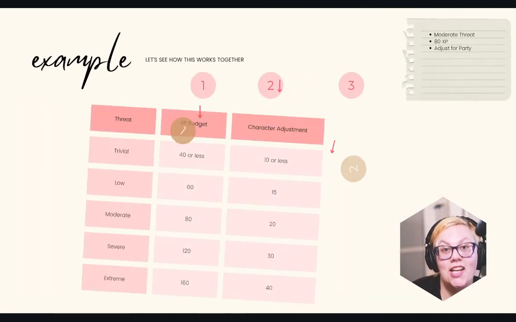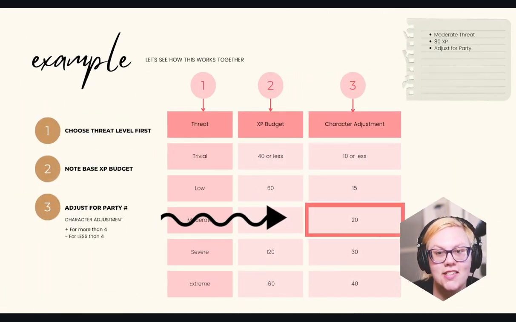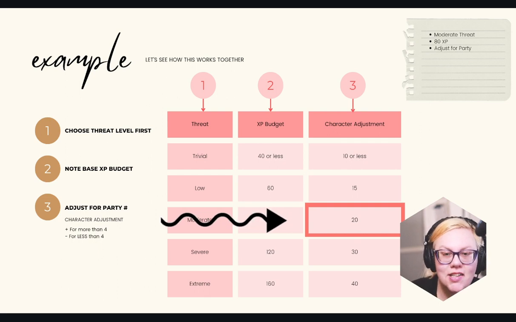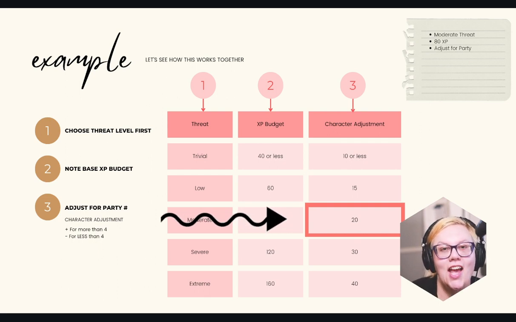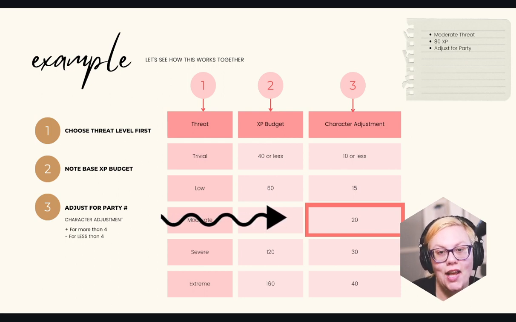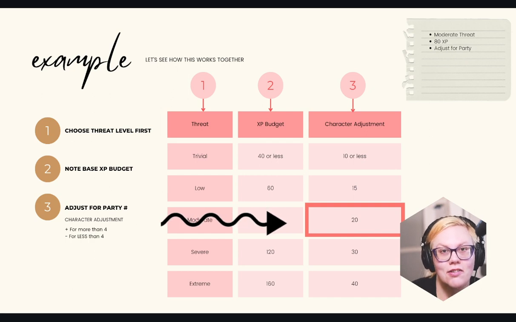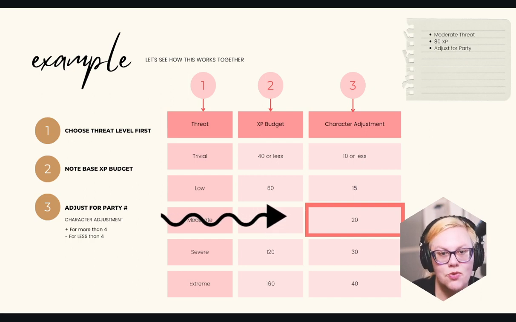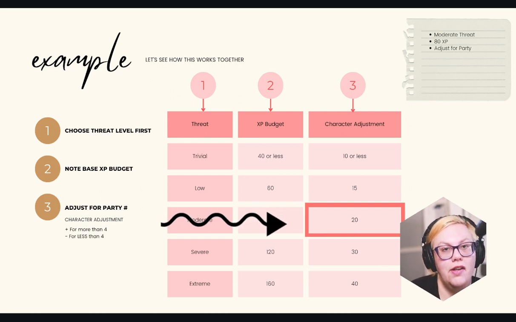After that, we're going to need to make the adjustments for our party size. Depending on our party size, we're going to be looking at that character adjustment amount in that far right column. In this case, for each additional member, you'll be adding 20, and for each fewer party member, you'll be subtracting 20 at this level. And you'll notice that the character adjustment does change based on the threat level.